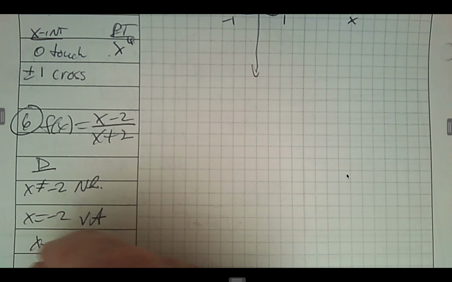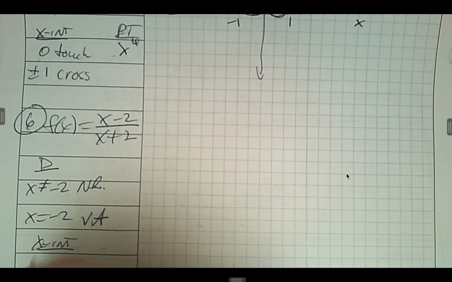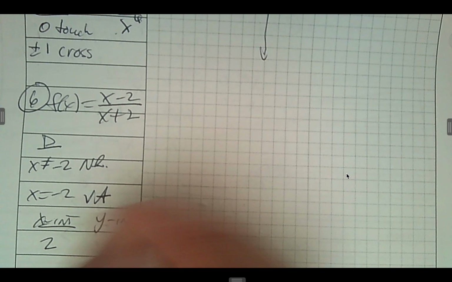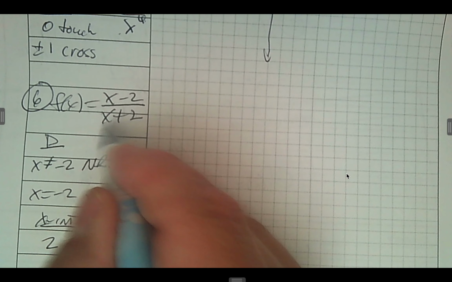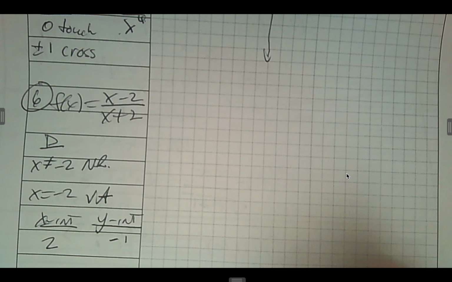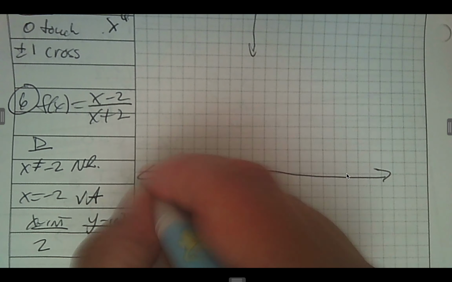The x-intercept comes from on top. What makes the top 0? That's positive 2. And we can start from there. Maybe the y-intercept gives us one more point. Plug in 0, and you get negative 2 divided by 2. So there's a y-intercept at negative 1. All right, let's graph this together.